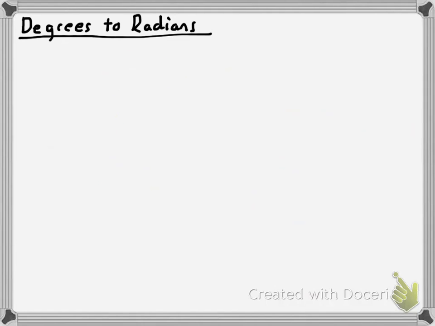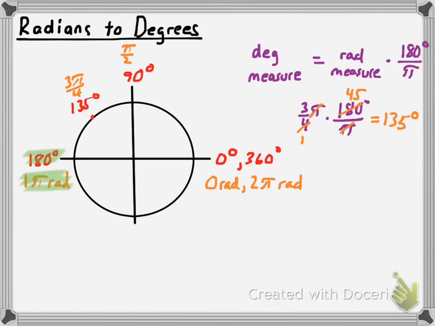Now how do we go from degrees to radians? Well, simply we use the reciprocal of the previous scale factor that we were using. In order to find a radian measure from a degree measure, you're simply going to take that degree measure and multiply by pi over 180.